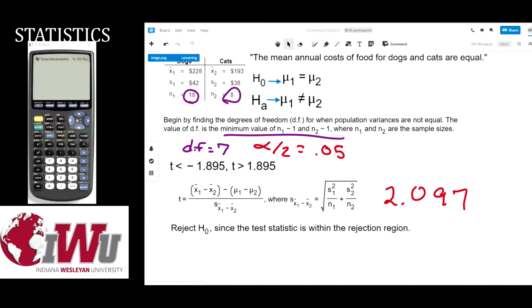Since the null hypothesis is the claim, when we reject the null hypothesis, what we're going to say is at that 10% significance level, there is enough evidence to reject the claim that the mean annual cost of food for dogs and cats are equal. So we're rejecting that claim. Remember, that claim was the null.